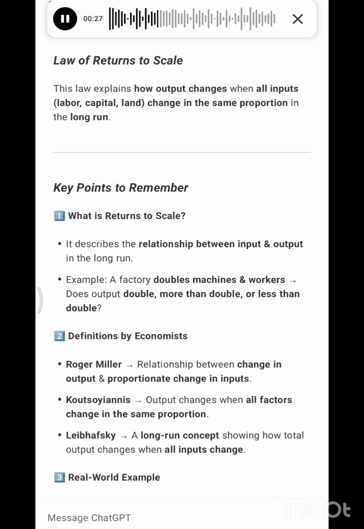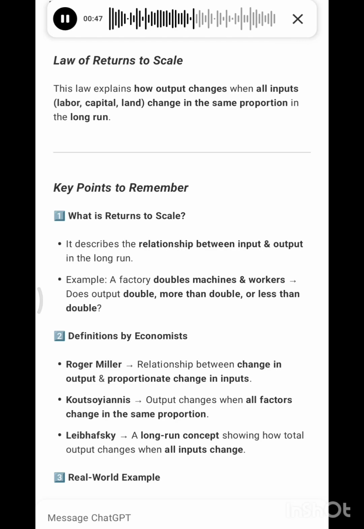2. Definitions by economists. Roger Miller: relationship between change in output and proportionate change in inputs. Koutsoyiannis: output changes when all factors change in the same proportion. Leftwich: a long-run concept showing how total output changes when all inputs change.